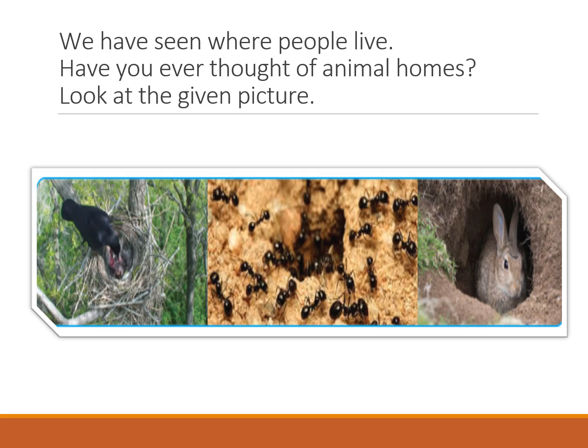Look at the given picture. Children, observe the picture carefully. At first, a crow sitting on a branch. What is it doing? In the next picture, some ants roaming around a hole. What do you think? And at last, a rabbit looking through the hole. So what are all these places called? Do you know? Let us see in this lesson.